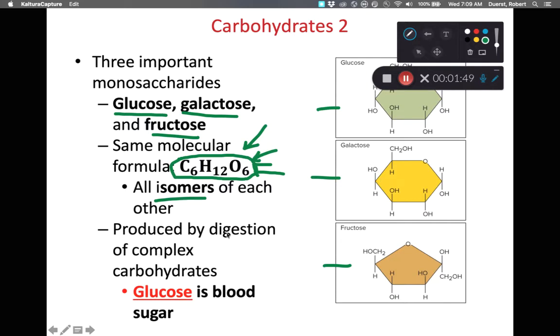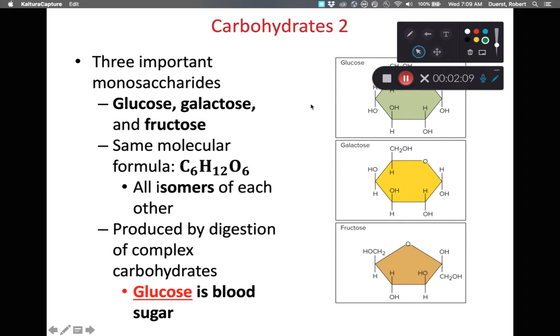Now, as we look at carbohydrates, particularly these monosaccharides, if we take a complex carbohydrate or a polymer of carbohydrates, we can break it down to make glucose, or these monosaccharides. And glucose in particular is clinically very important because that is known as blood sugar. That is the preferred fuel source within our bodies.